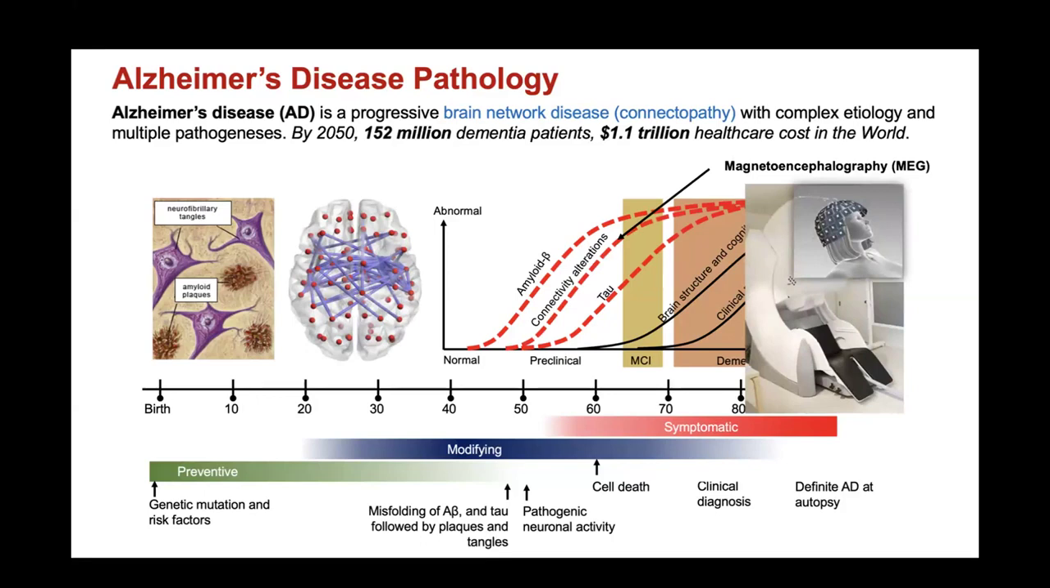Basically, we can use very advanced neuroimaging modalities. This is a machine we call magnetoencephalography, or MEG, a neuroimaging modality. We can use this to measure the brain activity directly from different patients.